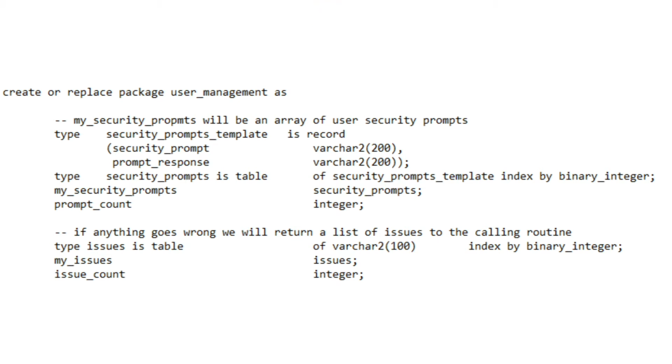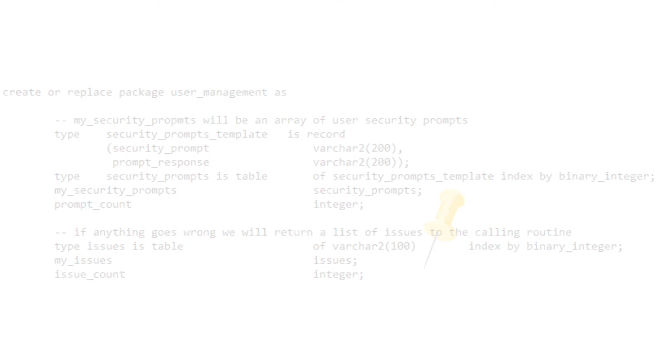We then define some externally exposed data structures. In particular, in this case, we define an array security prompts, which is made up of a corresponding user-defined record type. When creating a new user, this array can be used to pass in a set of new user security prompts. We conclude our externally exposed data structures by defining an array of varchars to be used to pass issues back to the calling routine should problems occur with the data.